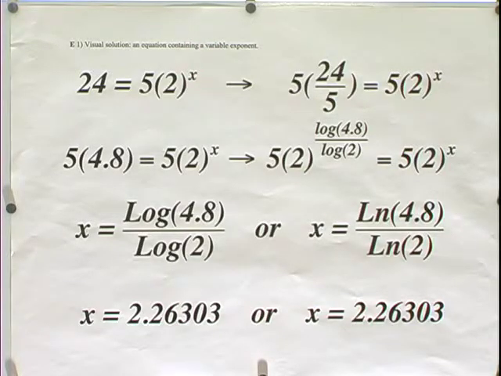If x is 2, this will be 2 squared or 4. 5 times 4 is 20. That's not enough. If this x is 3, 2 raised to the third power is 8, and 5 eighths are 40. That's too much. However, 24 is closer to 20 than it is to 40. So this exponent is going to be closer to 2 than it is to 3, and that's what we got.